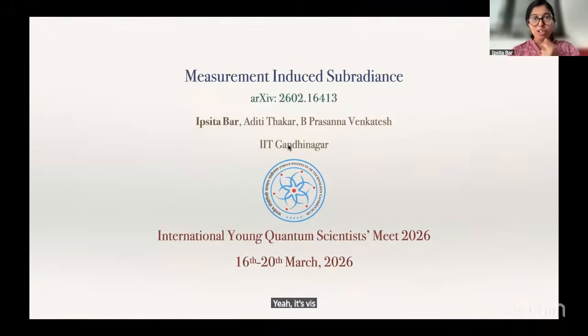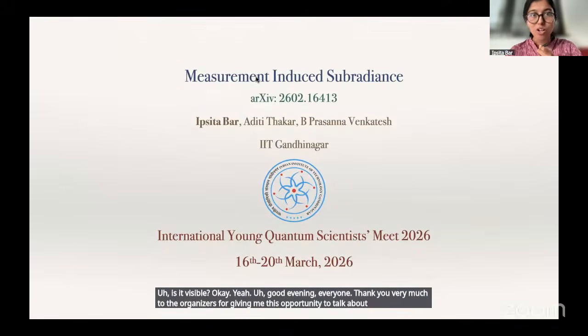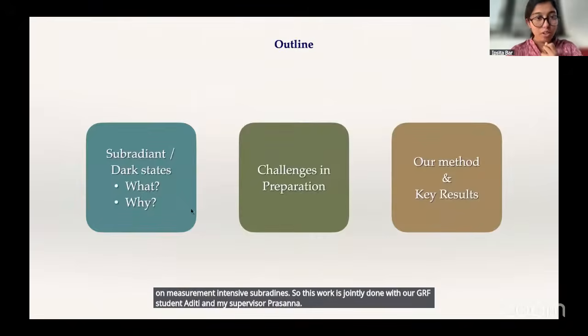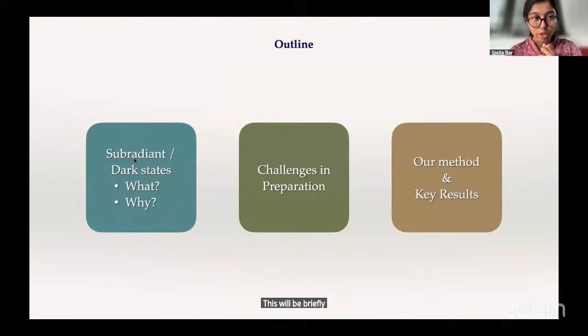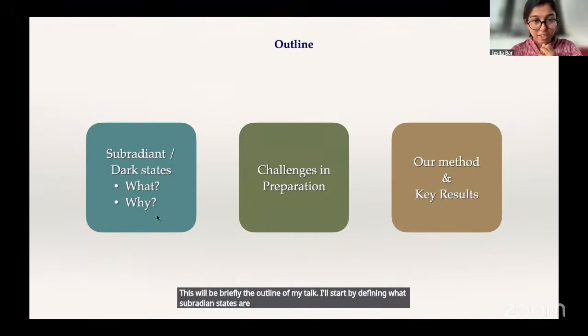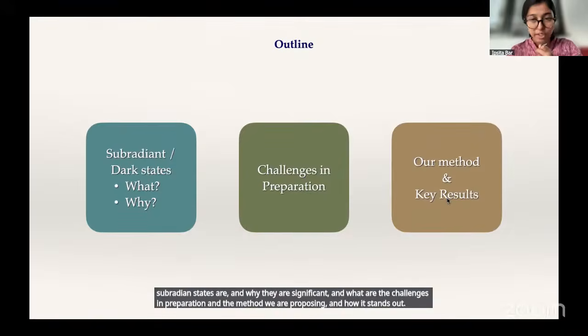Good evening, everyone. Thank you very much to the organizers for giving me this opportunity to talk about our recent work on measurement-induced subradiance. This work is jointly done with our GRF student Aditi and my supervisor Prasanna. This will be briefly the outline of my talk. I'll start by defining what subradiant states are and why they are significant, what the challenges in preparation are, the method we are proposing and how it stands out, and some key results.